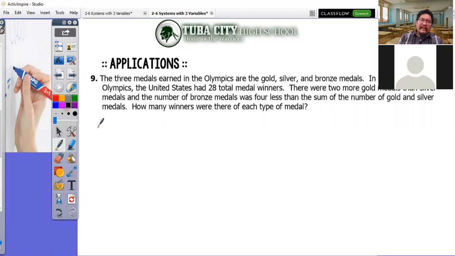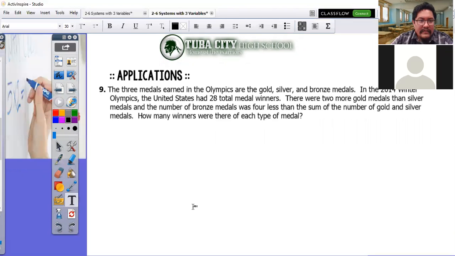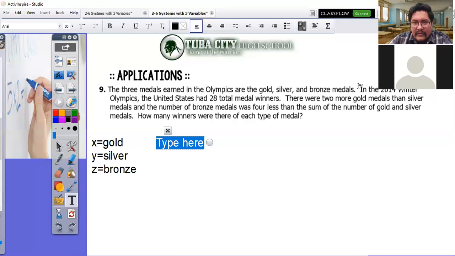All right, so 3 medals earned in the Olympics are the gold, silver, and bronze medals. We already know we can set up our variables, and then we'll move into the clue statements. So in this one, the introduction is pretty good. We'll have X, Y, and Z for gold, silver, and bronze. Now setting up the clue. So in 2014, that's not really important. 2014 is not necessary. In this case, it's just telling us when it happened.